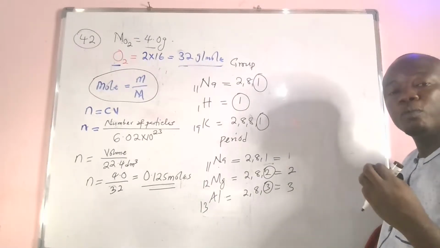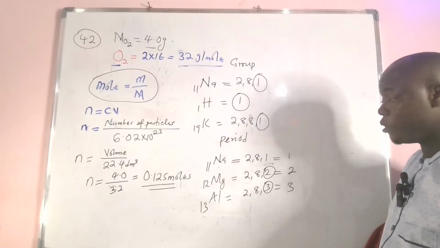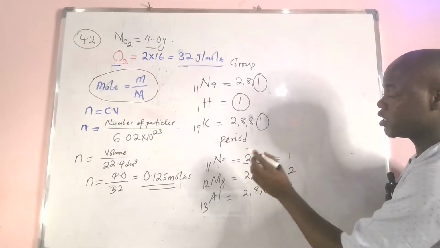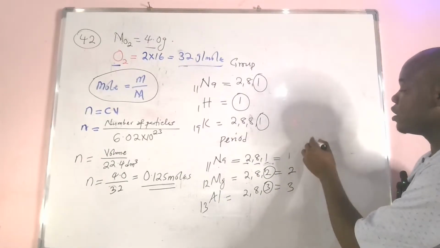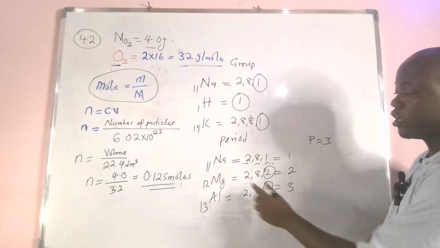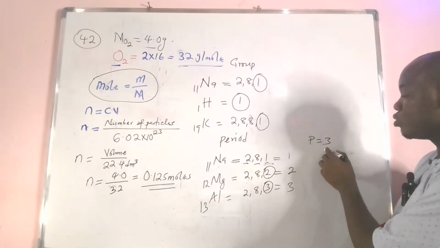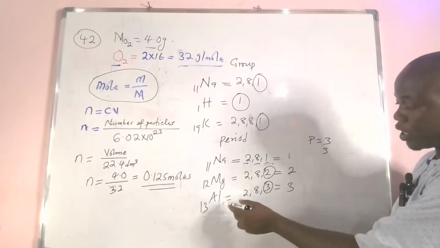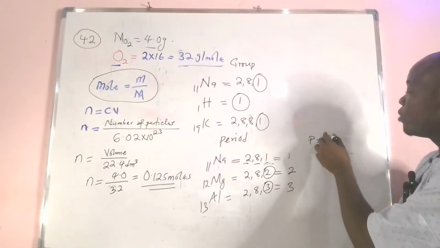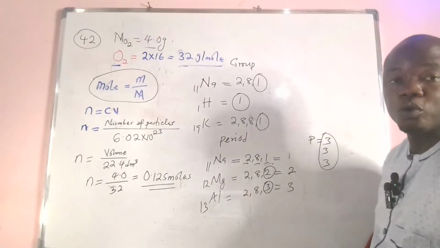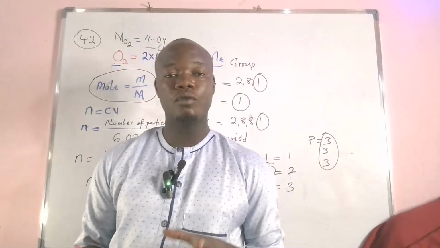Then the number of shells is what determines the period to which the element belongs. This is our first shell, this is our second shell, and this is the third shell. So it means that sodium is in period 3. In the case of magnesium, it has 2, 8, 2, so it is also in period 3. And aluminum is also in period 3 because it also has 3 shells. So the number of shells is what determines the period to which the element belongs in the periodic table. I hope you are following.